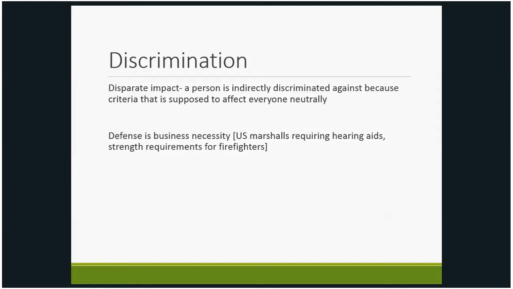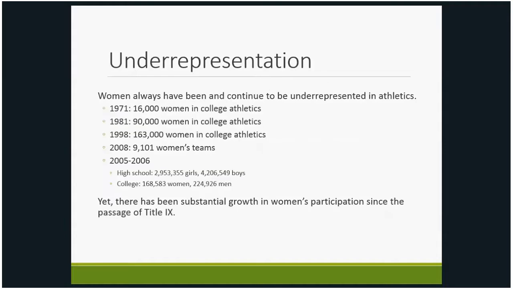A defense in this could be a business necessity, such as U.S. Marshals requiring hearing aids isn't going to work out well, or strength requirements for firefighters. It has to be a certain specific area. Maybe a disparate impact where it's affecting everyone equally would be eyesight for airline pilots. We all agree that there has to be some sort of requirement that all pilots should have very good vision. Is it 20/20? Is it something above or below that? That's something that we need to address, because even though it affects everyone neutrally, it may affect a class of person in a protected class more specifically, and that would be a disparate impact.